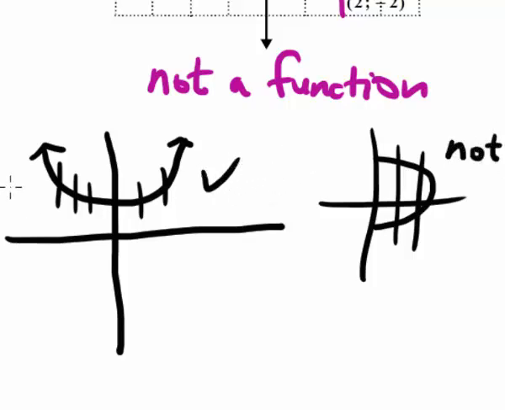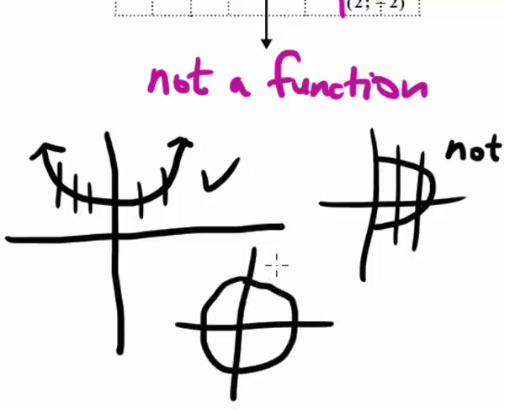Okay, so if you take your ruler and you move across from left to right, and it only ever cuts once, then you know the graph is a function. But a circle, for example, circles are classic. They're not functions because you can see that you're cutting in more than one place. If you go there, you're cutting in more than one place. Okay, and that's what a function is not.